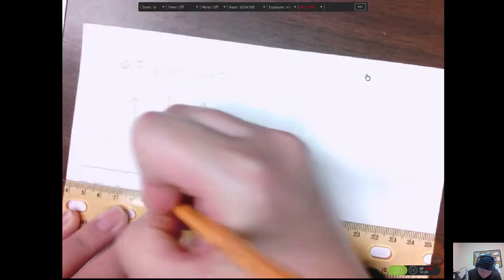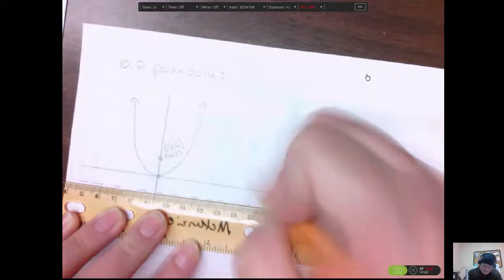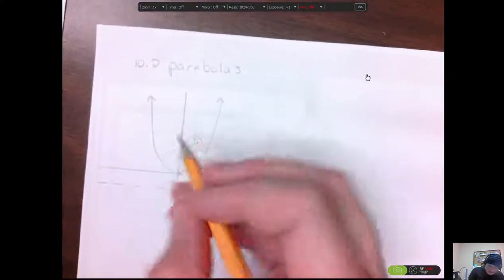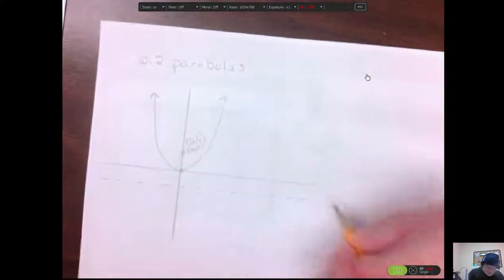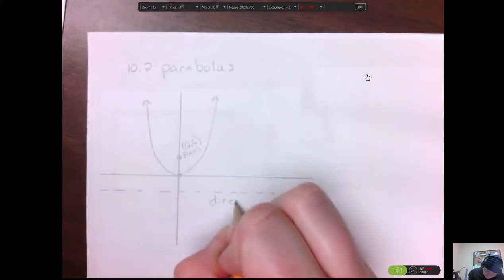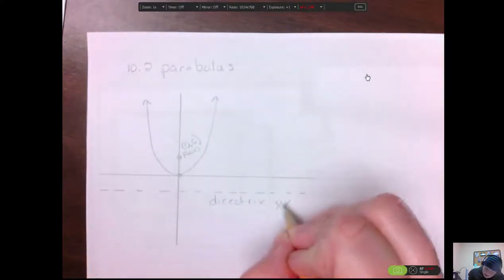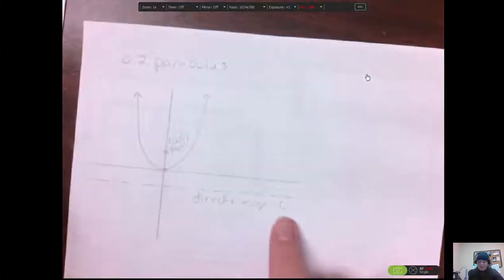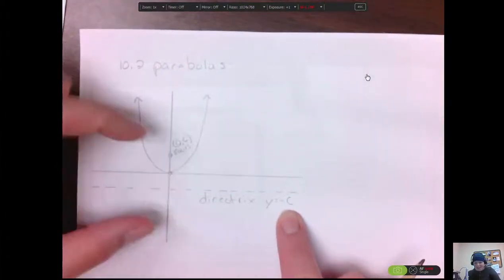What that point does is, well, let's label one other thing real quick. This line is the same distance away from the vertex as the focus is. This is called the directrix, and that directrix is this line here, and it's y equals negative c. So you'll notice that these are going to be the same number. From the vertex, we're going to be the same distance.